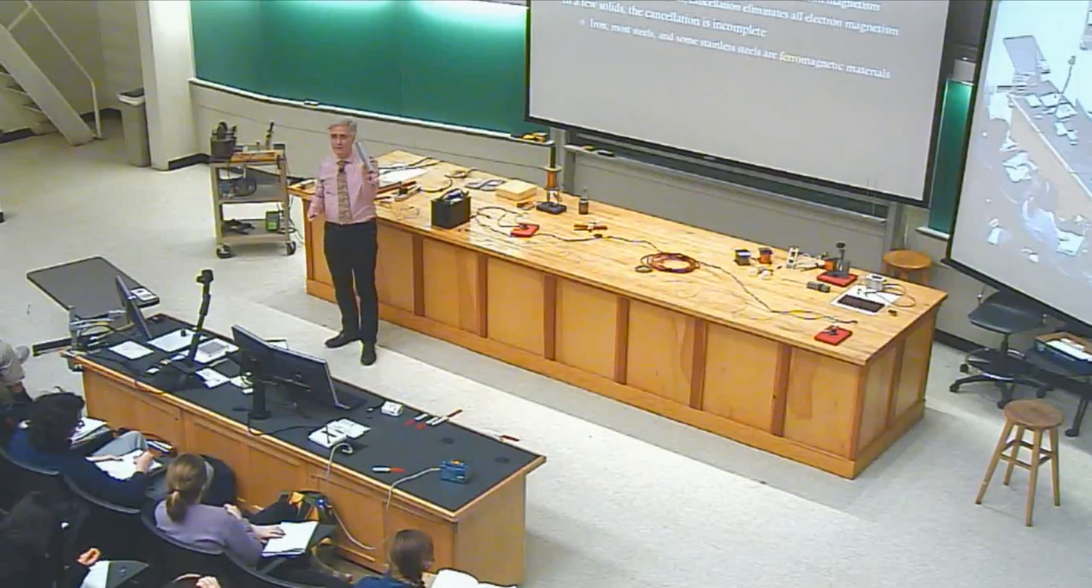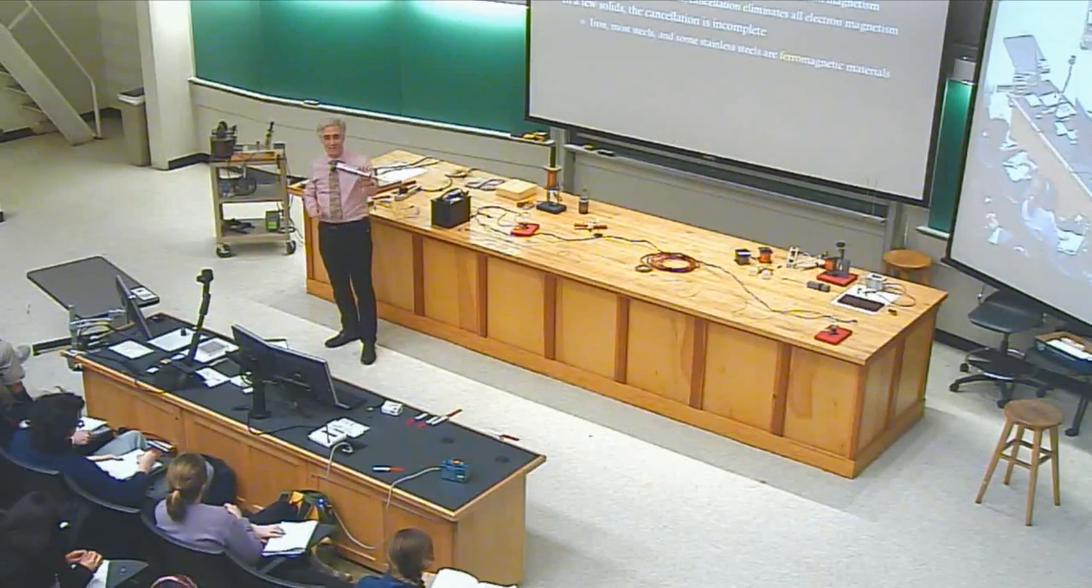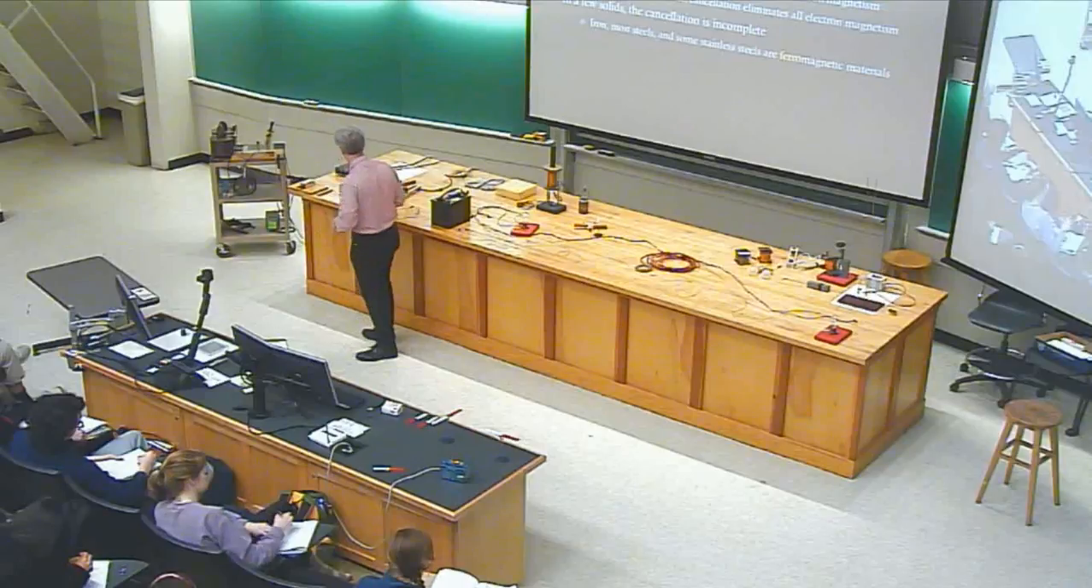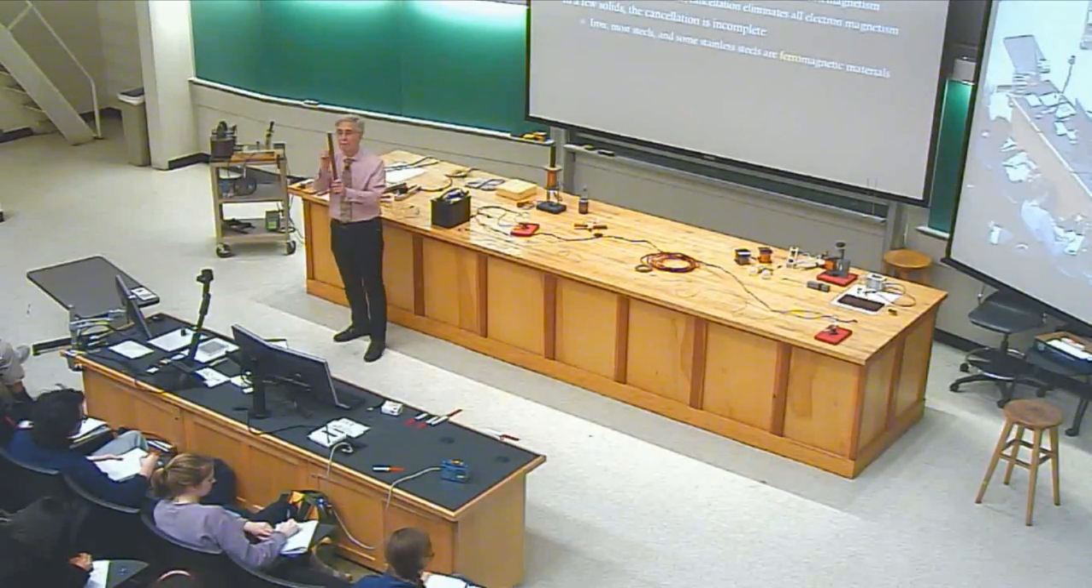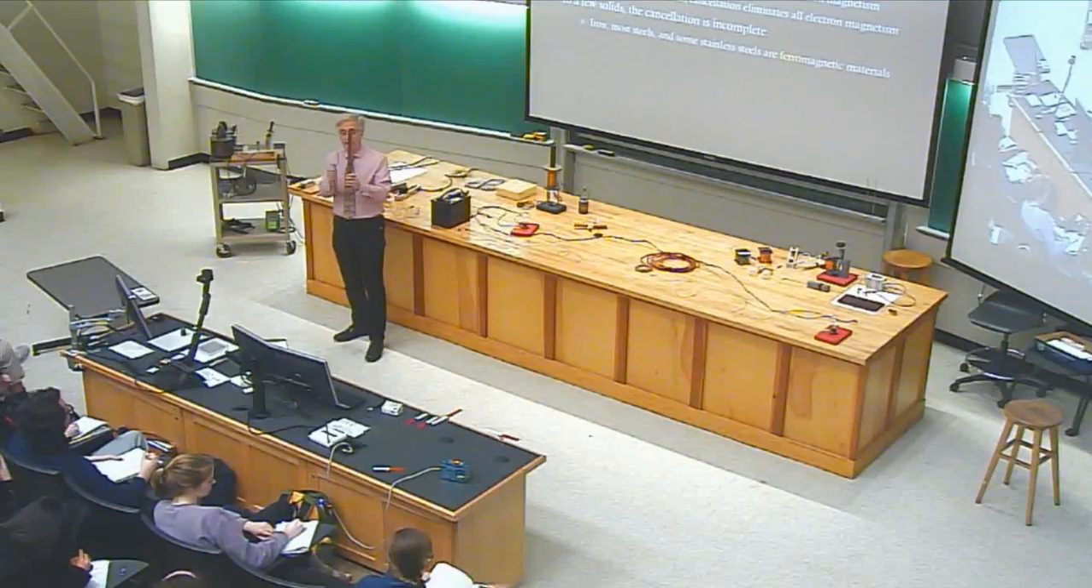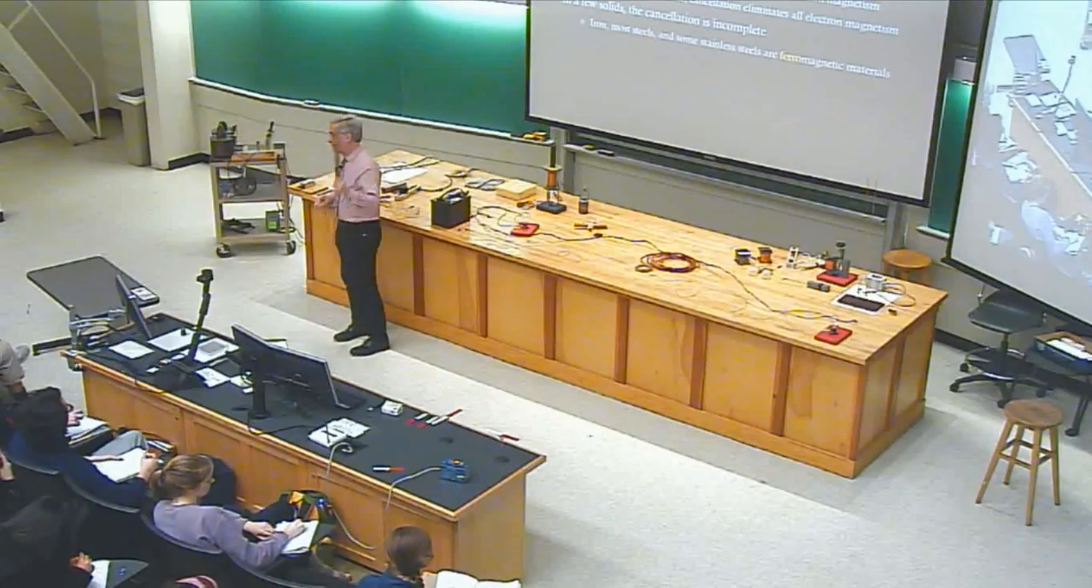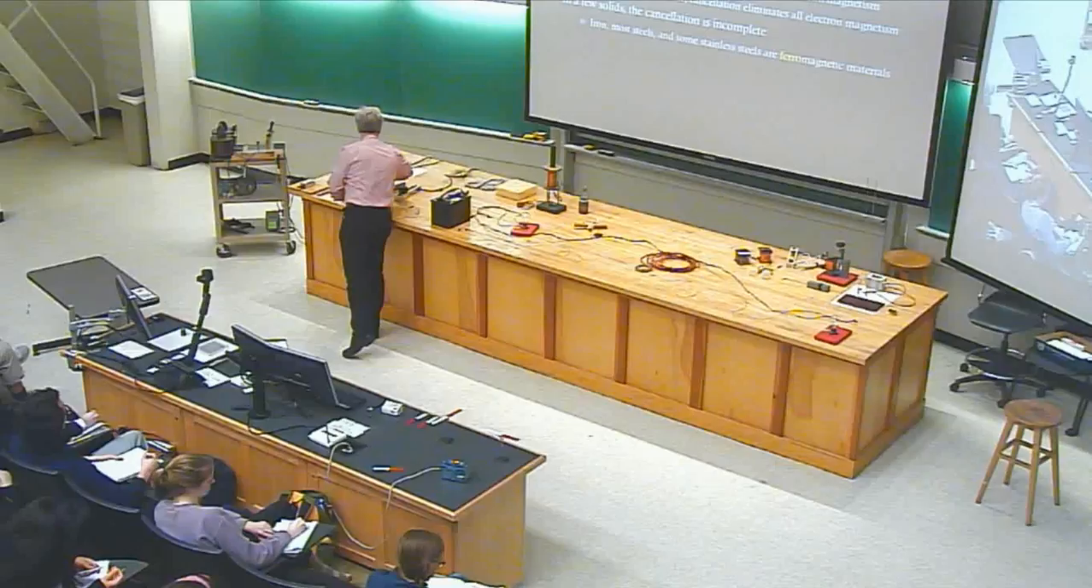The cancellation of electron magnetism is complete in aluminum. It's especially non-magnetic. Same with copper. If you want to make things that have no response to a magnet, copper and aluminum are really nice choices.